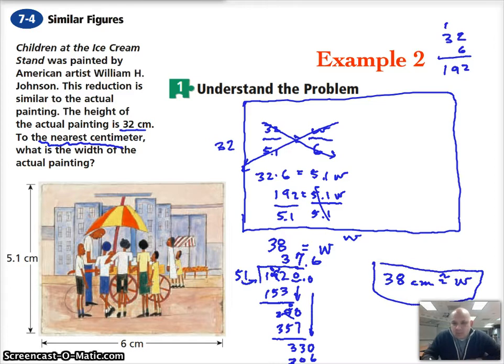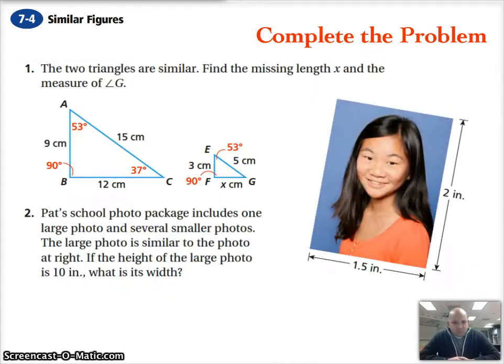There we go. Here are your problems for tomorrow. It says the two triangles are similar. Find the missing length x and the measure of angle g. Remember, you're looking for two things here to complete the problem: the missing length and the measure of angle g. And then you've got a word problem, similar to the one that I just completed.